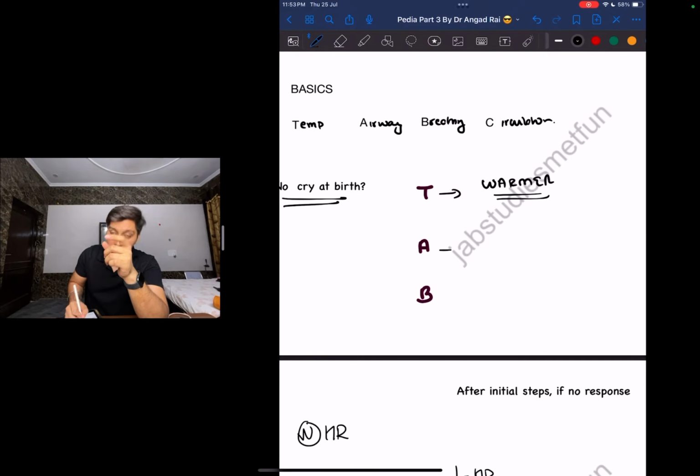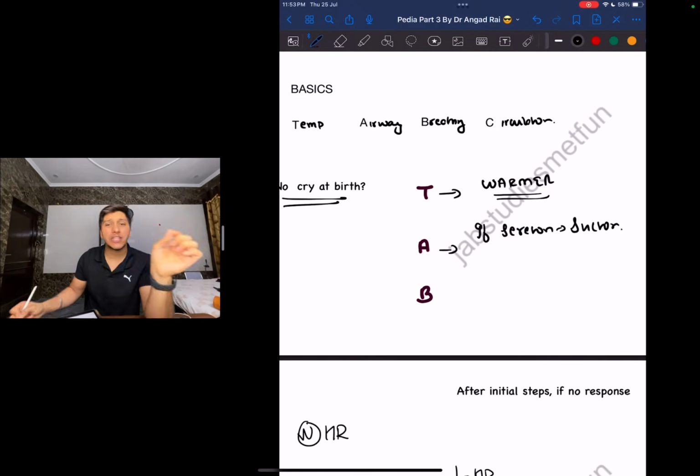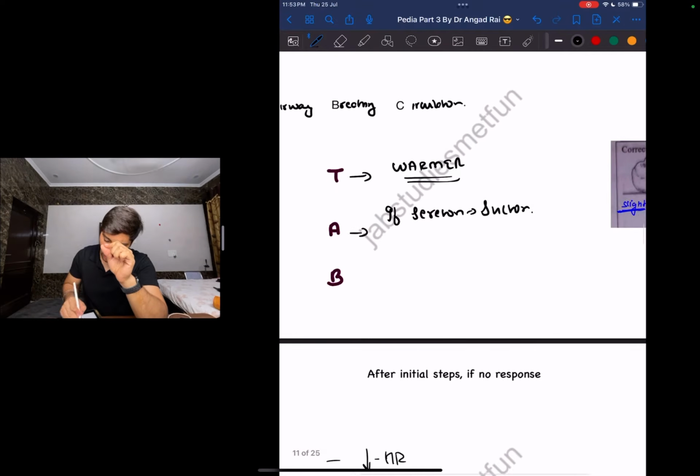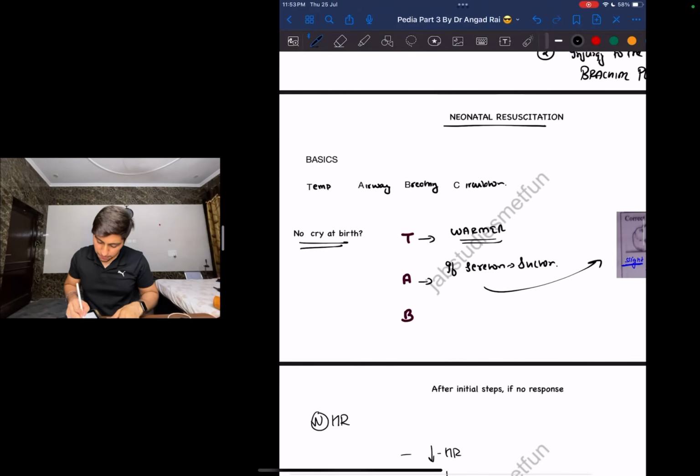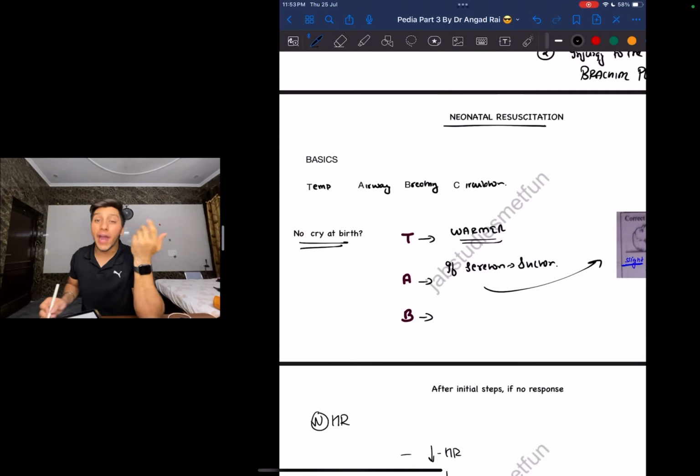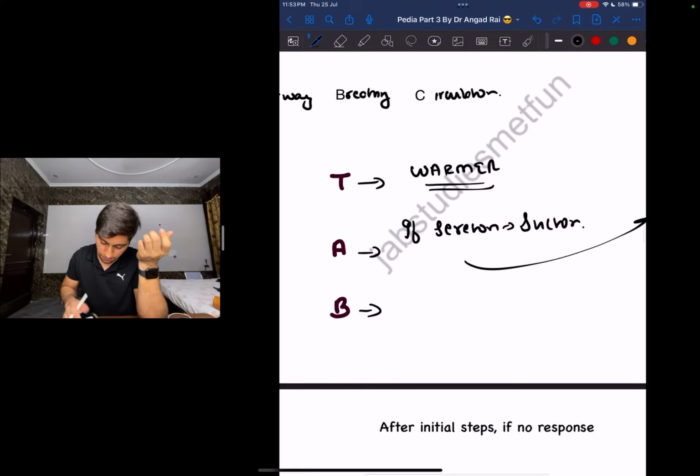Now first you put them in the warmer. Second is airway. If there is secretion, you do suctioning; otherwise it is not required. What you have to do is slightly extend the head and neck, like a sniffing position, so that the airway comes in a line. Then is breathing. How do you stimulate the breathing? By tactile stimulation.